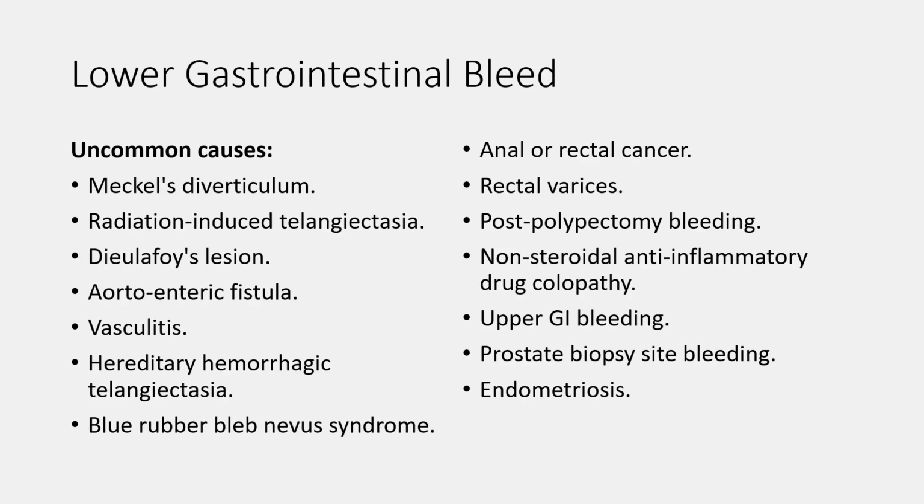The uncommon causes of lower gastrointestinal bleed include Meckel's diverticulum, radiation-induced telangiectasia, Dieulafoy's lesion, aortoenteric fistula, vasculitis, hereditary hemorrhagic telangiectasia, blue rubber bleb nevus syndrome, anal or rectal cancer, rectal varices, post-polypectomy bleeding, non-steroidal anti-inflammatory drug colopathy, upper GI bleeding, prostate biopsy site bleeding, endometriosis.